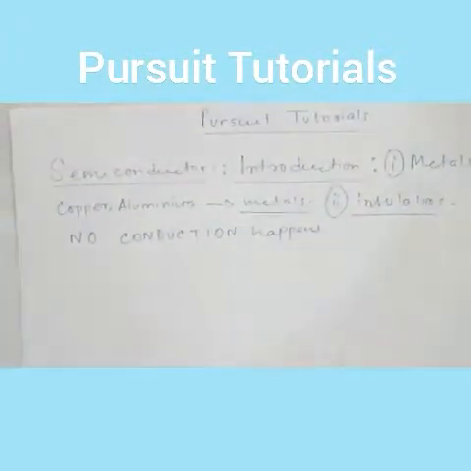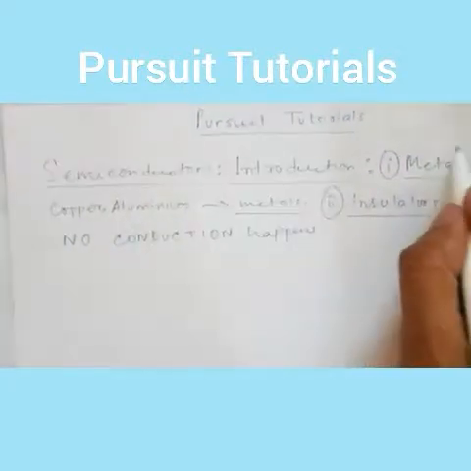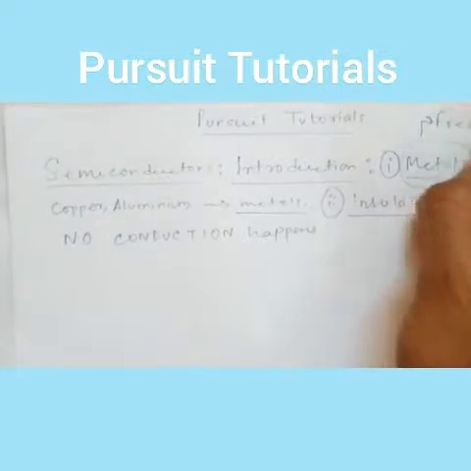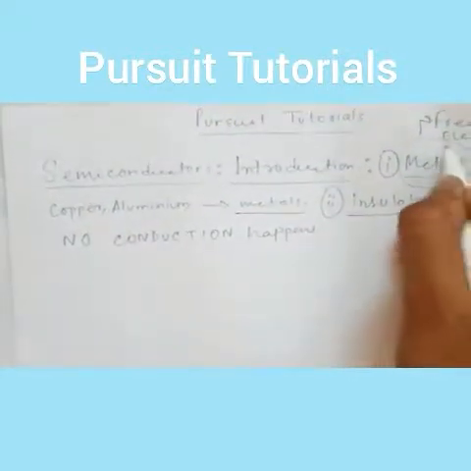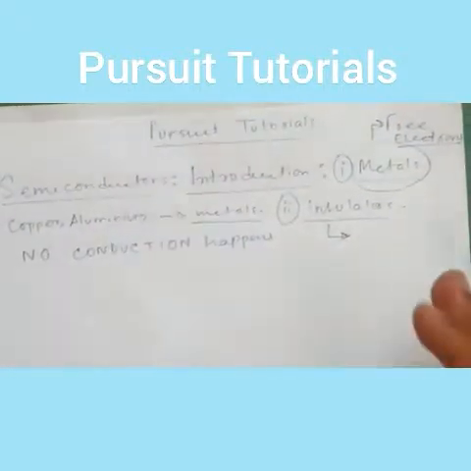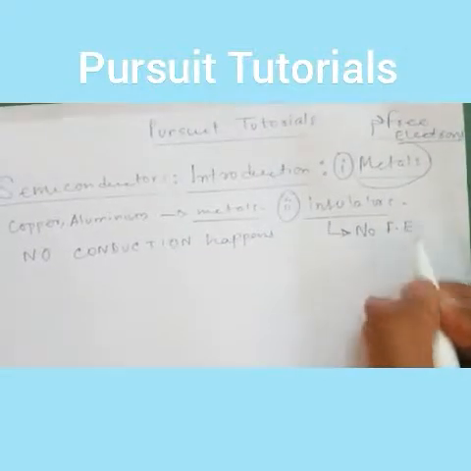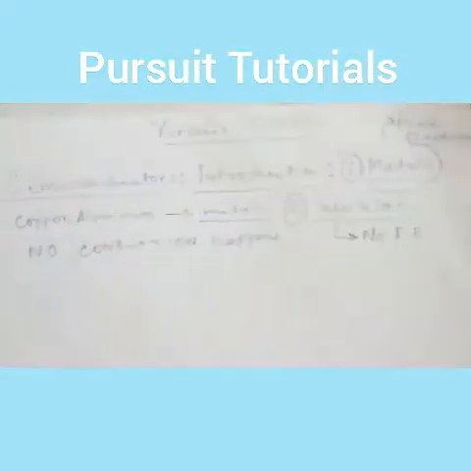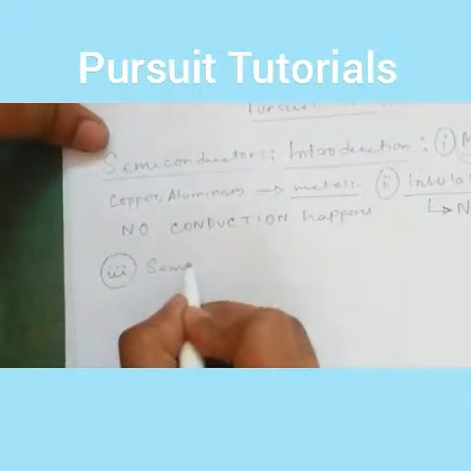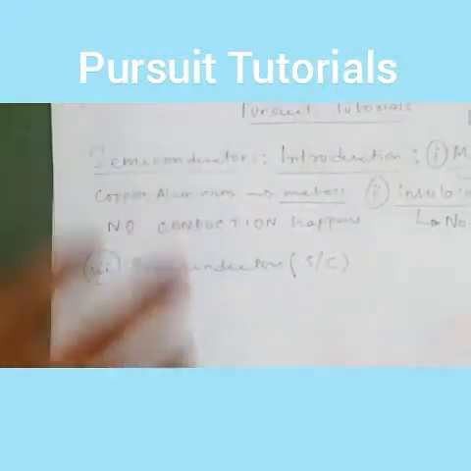What is the reason that in metals conduction happens and in insulators no conduction happens? The reason is that in metals there are several free electrons. Free electrons are there. But in insulators, all the electrons are bonded to the main orbit. As a result, there are no free electrons. Here F means free and E means electrons. But then came the third category, which we know as semiconductors, in short S/C.